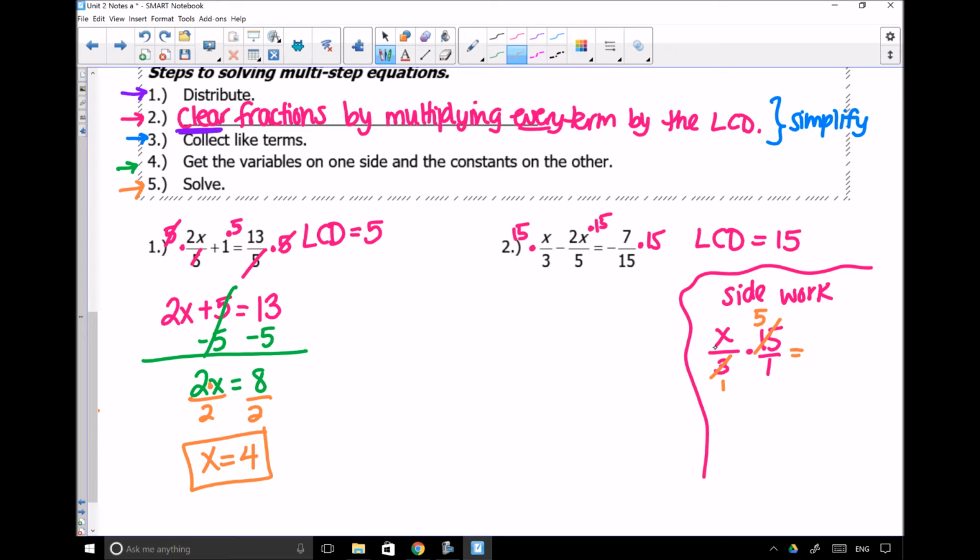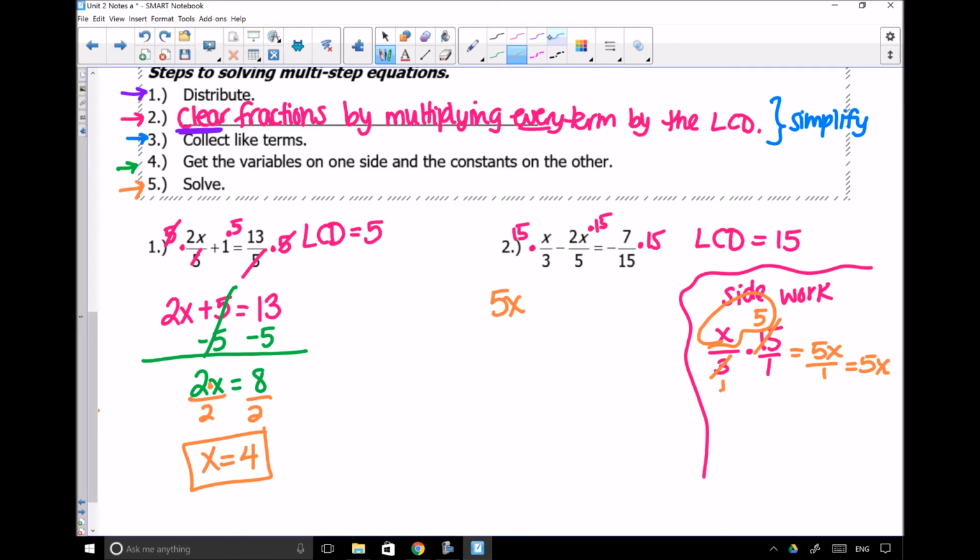So right here I can just multiply this x by 5 and I end up getting 5x. And then 1 times 1 is 1, so I get 5x over 1, which is 5x. When you are doing this, if you don't end up with a denominator of 1, if you end up with a fraction, something went wrong, okay? So again, your whole point of doing this is to get rid of your fractions. So this first term right here turns into 5x, okay? Let's do the next term.